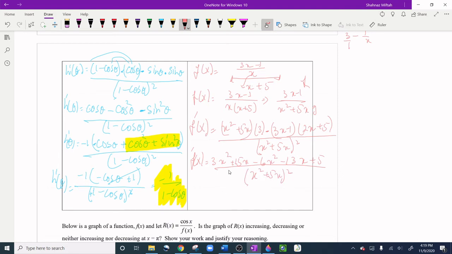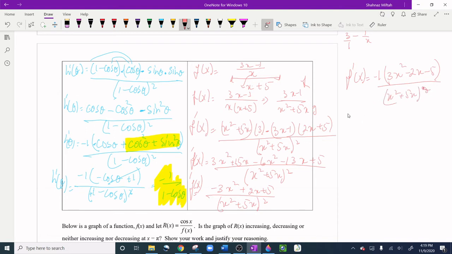Now combine the like terms, 6 and 3, it's going to give me negative 3x squared plus 2x plus 5 over the same thing, (x squared plus 5x) whole squared, f prime x. Now what else can I do here? I can factor out the top. So I can do the same thing we did for the other one. Negative 1 is a common factor, so I get 3x squared minus 2x minus 5 over the same thing, (x squared plus 5x) whole squared.